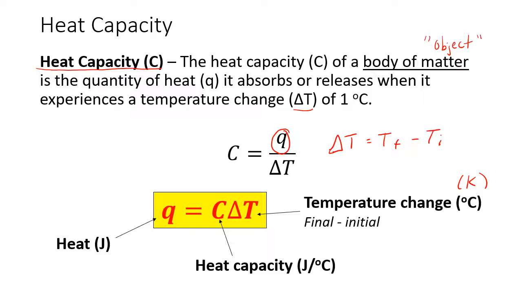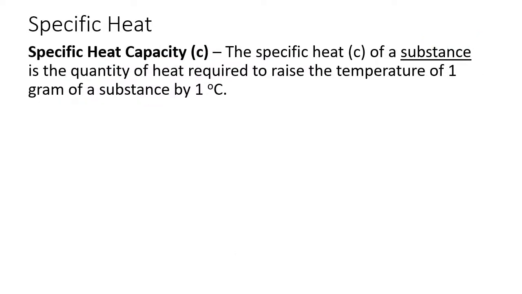Heat capacity is a little bit less useful than specific heat because it is an extensive property, and it does depend upon the object or the mass for how much heat energy will change when the object is changed in temperature. This is why we will usually use specific heat.